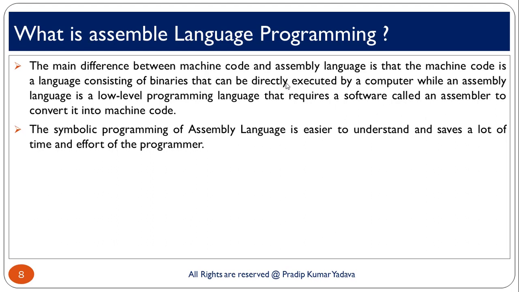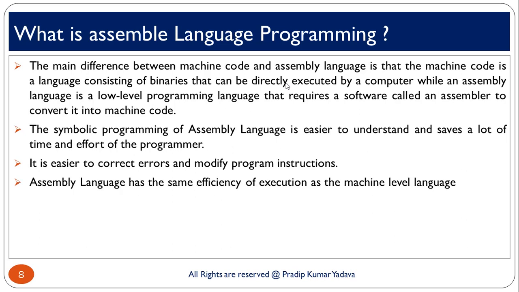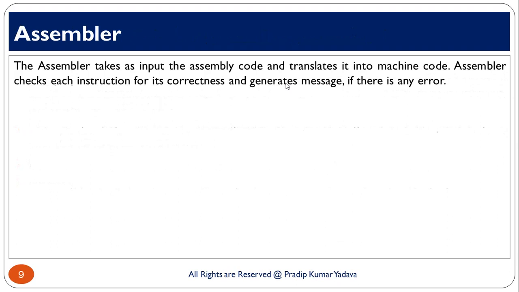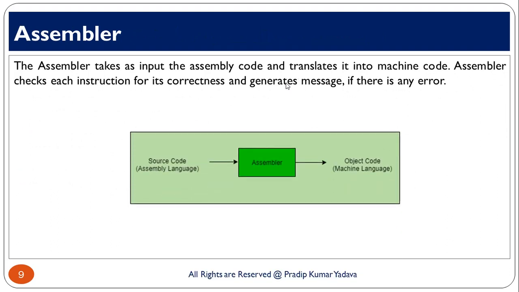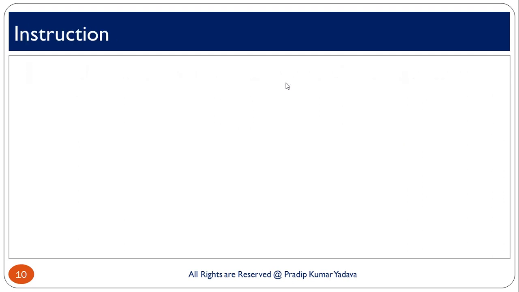The symbolic programming of assembly language is easier to understand and saves a lot of time and effort for the programmer. It is easier to correct errors and modify program instructions. Assembly language has the same efficiency of execution as machine-level language, and this is the assembler. Here the source code which we provide in assembly language will be converted into machine language, and that machine language will be saved in the memory of the microprocessor.